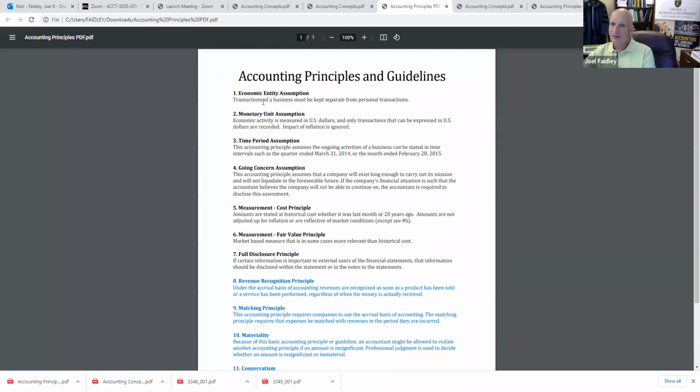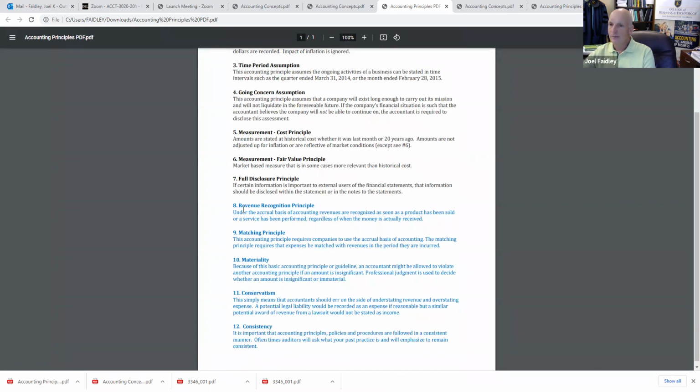There's several principles on here. The 7 cases that you're going to be researching and writing about are related to number 8, revenue recognition with WorldCom. We've got the matching principle there with Waste Management. Materiality is a company called Auto Parts Store. Conservatism and consistency, that's something that is a part of about any case that you would look at.